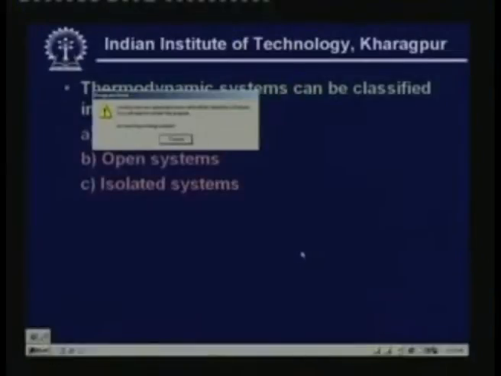Now, if you remove the insulation, then even though the mass cannot enter, some heat transfer can take place across the walls. Then the system becomes a closed system, because the mass cannot enter or leave, but energy can enter or leave by way of heat. Now, if you keep the doors and windows open so that energy and air can both enter and leave, then it becomes an open system. This is a simple example of closed, open and isolated systems.